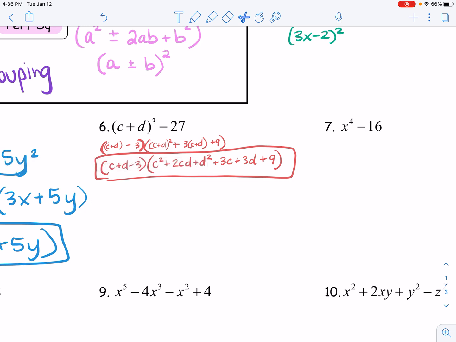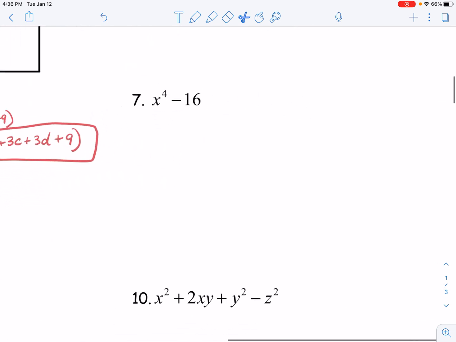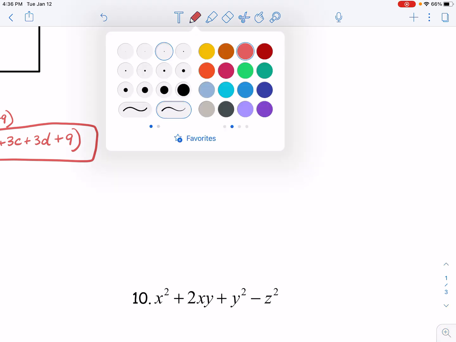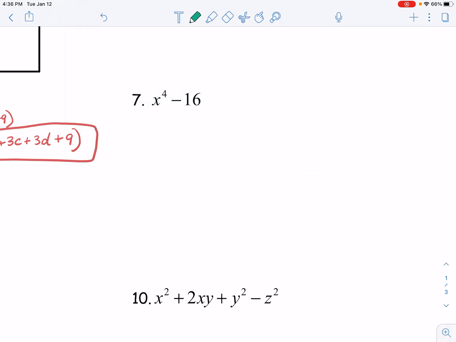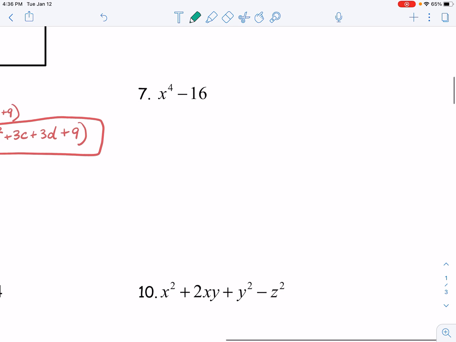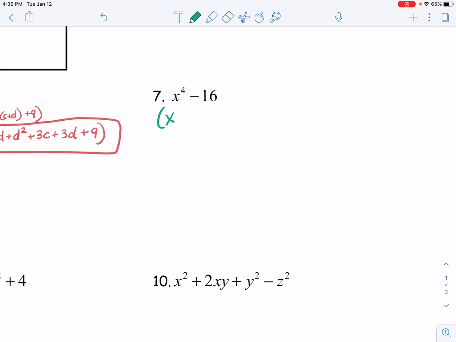All right. 7. First thing I do is I look for a GCF. There is no GCF. Then I ask myself how many terms it is. It is 2 terms. And then I see, oh, it's the difference of perfect squares. X to the 4th is a perfect square because it's x squared squared. 16 is a perfect square because that's 4 squared. So to factor the difference of perfect squares, I take the square root of the first, the square root of the last, one positive, one negative.